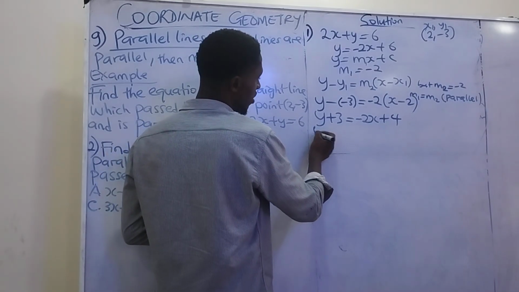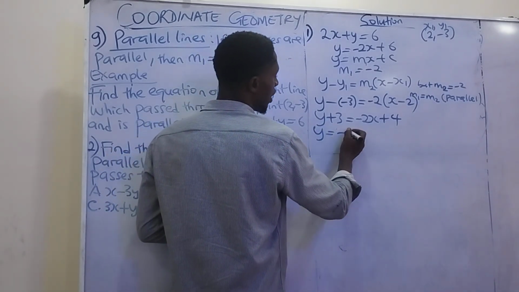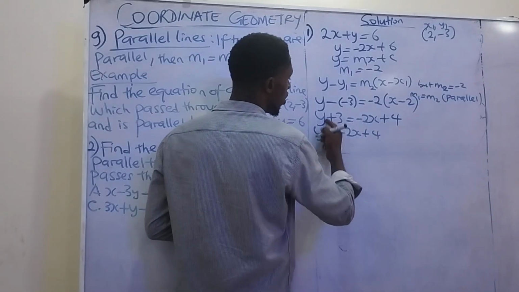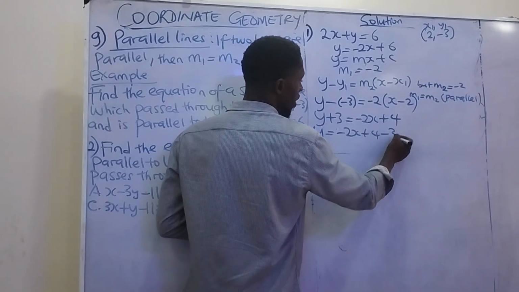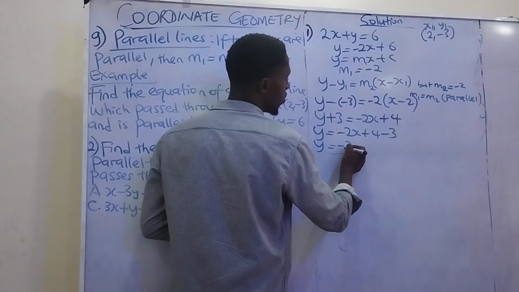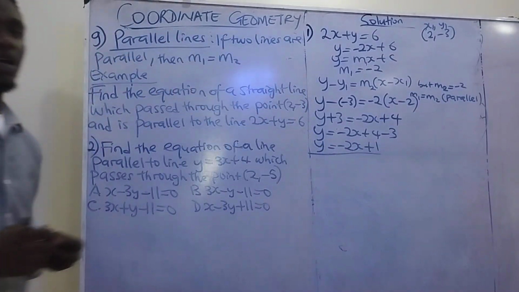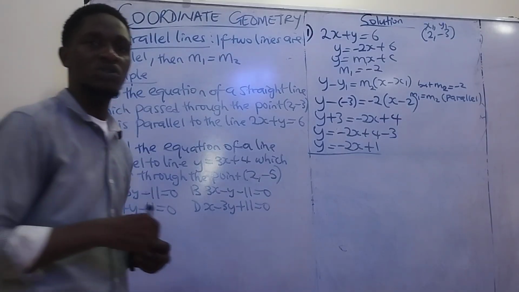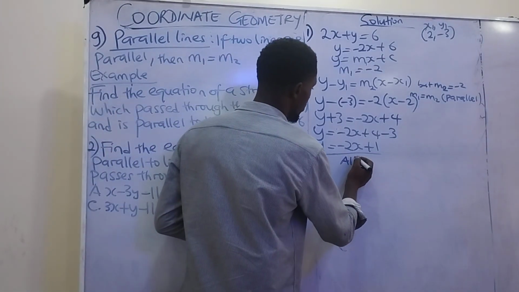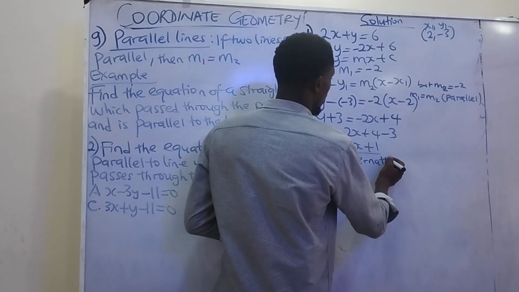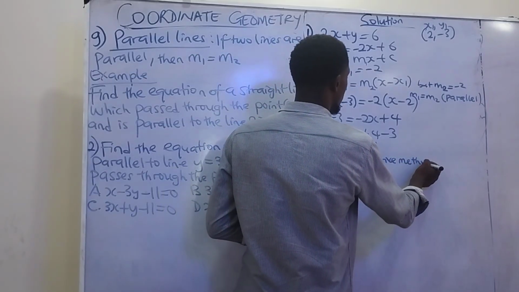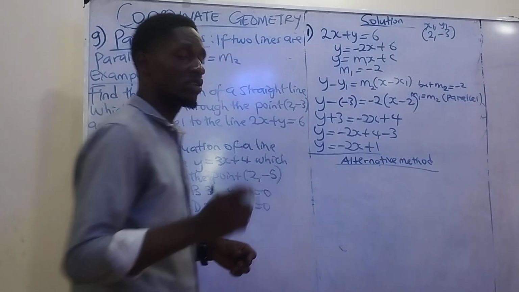Then let's collect like terms. y is equal to minus 2x plus 4. When plus 3 goes over, it becomes minus 3, so y is equal to minus 2x plus 1. And this should be our answer. There's another method you can use to get this, an alternative method.